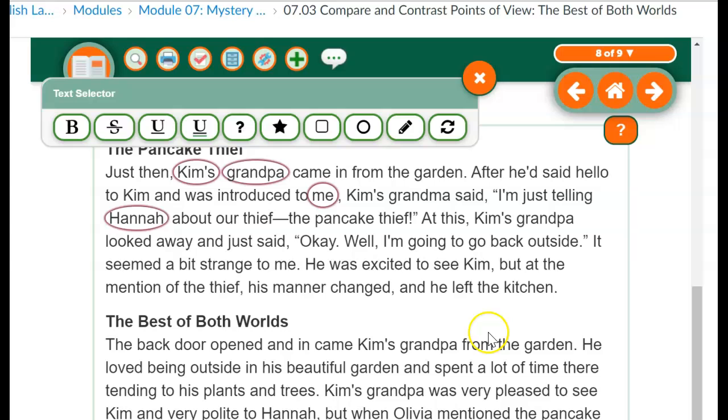You think it's in third person? Okay, because you see a lot of names. We see this me here, though. What do you think that means? Ricky? Introduce the author, something like the one that's telling the story. Okay, so you think the author is in the story? Yeah, so we do see all these names, but when we say, after he said hello to Kim and was introduced to me, we know that this person is in the story.